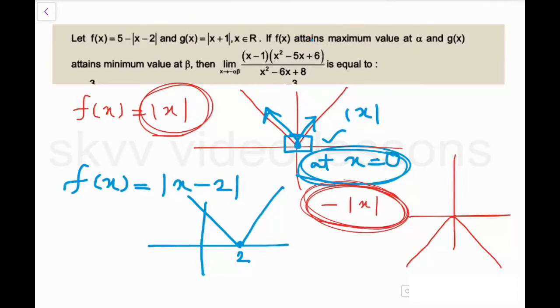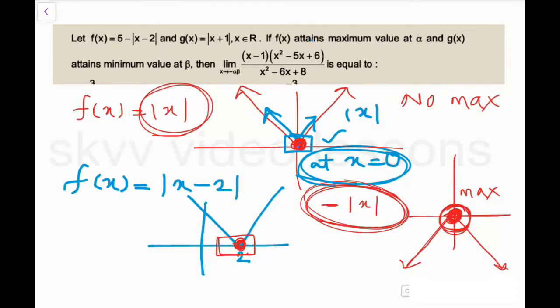What is the meaning of opening downwards? You can see a maximum value here. There is no minimum value because it keeps going down. When it goes up, there is no maximum value, but it has a minimum value at this point. So whenever the modulus function has a negative symbol, it has a maximum value. And whenever the modulus function has the plus symbol, it has a minimum value. Based on this basic knowledge, now he is asking this question.